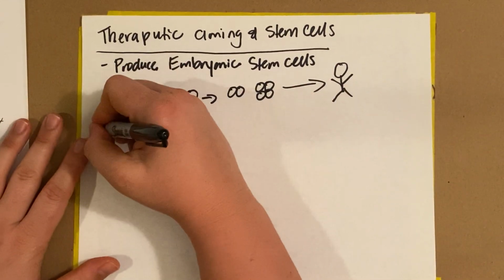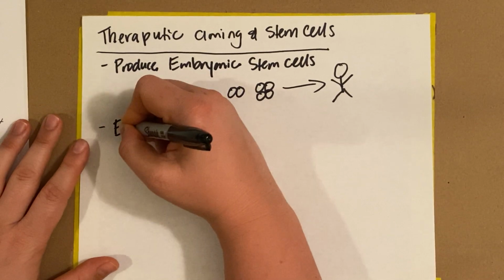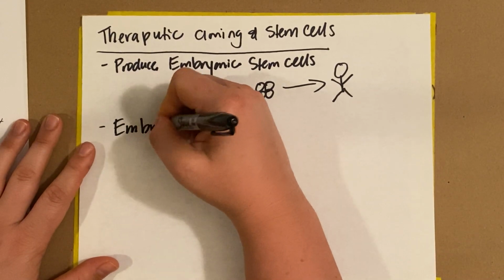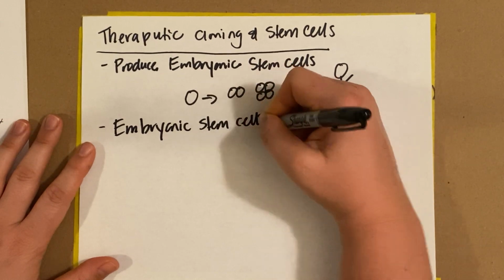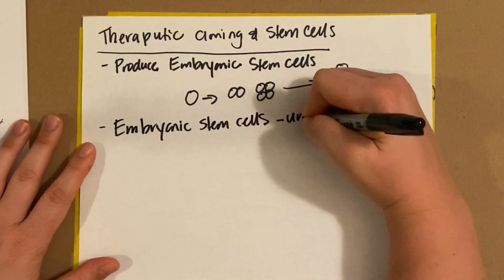Okay, so embryonic stem cells are what we call undifferentiated.